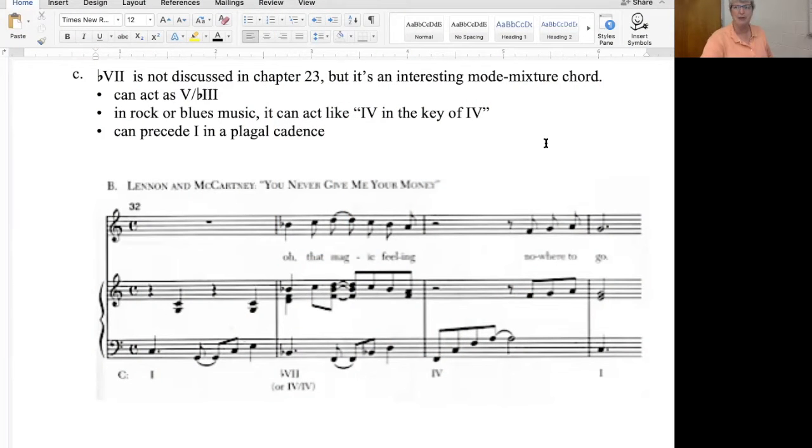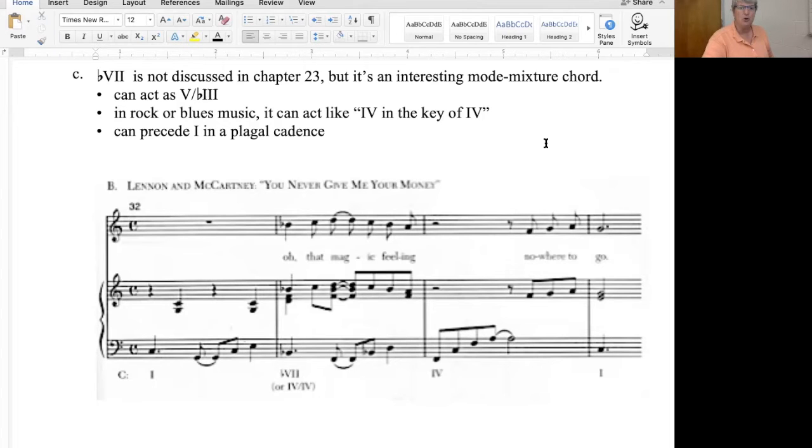I'd like to talk just about a few additional mode mixture chords in this last lecture. I'm going to talk about the flat 7 chord, and I'm also going to talk about the tonic chord as a mode mixture chord. Let me start by sharing my screen. Okay, so this is the end of the handout on modal mixture.